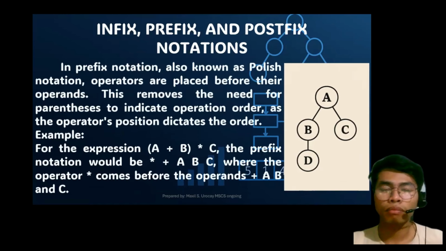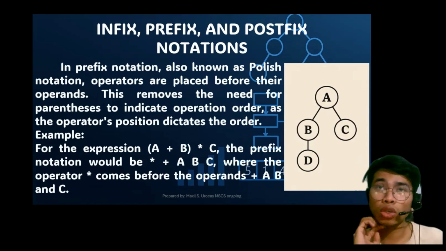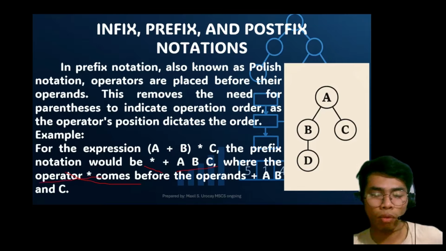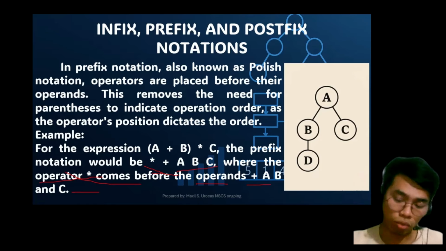Now, in prefix notation, from the infix notation, we can convert those specific notations into the prefix notation. This is also known as the Polish notation. Operators are placed before their operands. That means to say the operators first before the operands. This removes the need for parentheses to indicate the operation order, as the operator's position dictates the order. For the expression a plus b times c, the prefix notation would be times plus abc, where the operator times comes before the operands plus ab and c. We'll go to understand that in a while. We'll have to make it step by step so that it will not be vague for everybody.